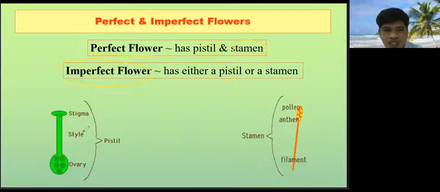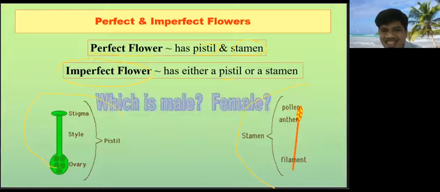Okay, so I have here, which one of these two? This one, the pistil and the stamen. It consists of the filament and the pollen and then the anther, the stigma, style, and the ovary. Which one is the male? And which one is the female? Okay, so this one is the male, and this one is the female. Okay, female.